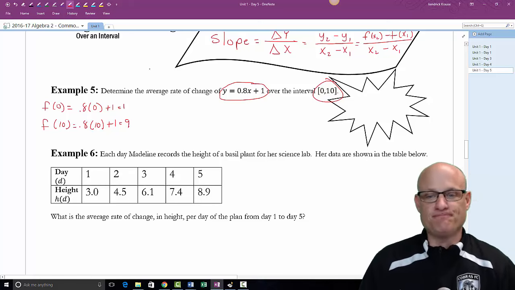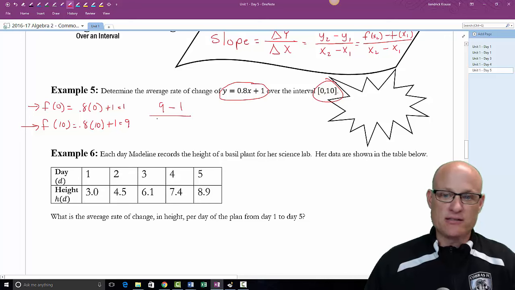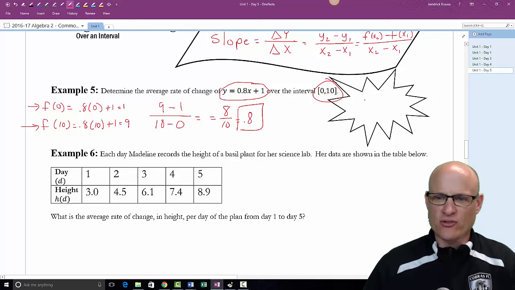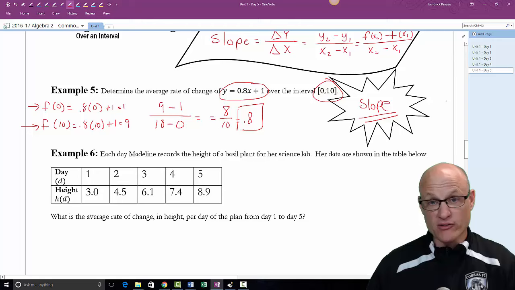Okay, so here's what we do. Average rate of change: f of x2, so that's 9, minus f of x1, which is 1, all over 10 minus 0. That's 8 over 10, which is 0.8. Oh, so that's just the slope. So for a linear function, the average rate of change is just the slope.